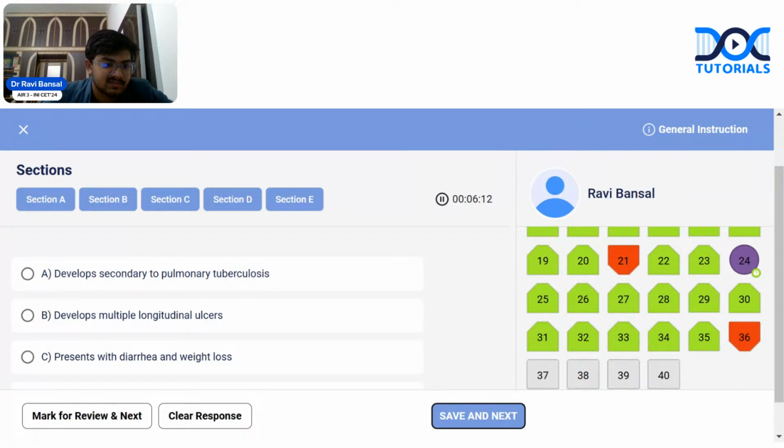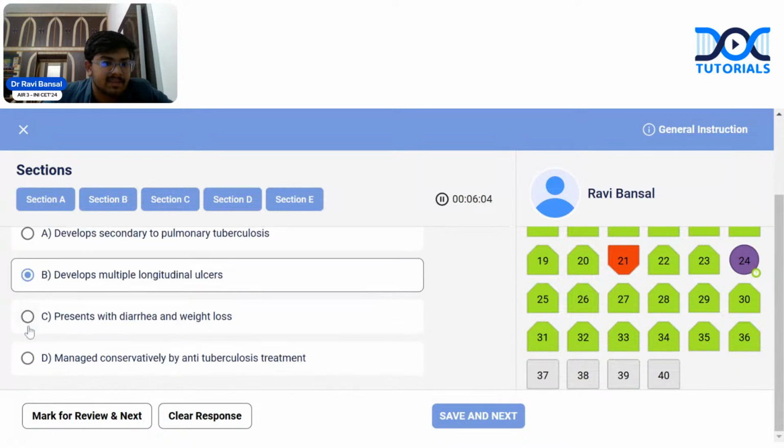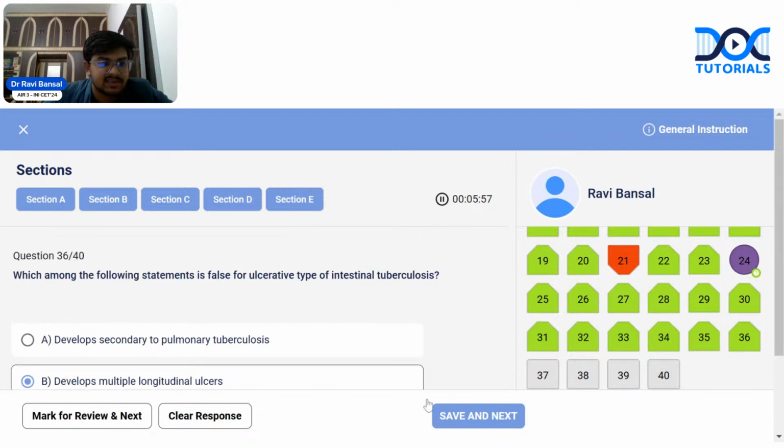can cause stricture in the intestine. To remember the difference between typhoid and TB ulcers, you can just apply this logic. So this is incorrect. Diarrhea and weight loss, with weight loss TB can present. Managed conservatively by ATT. Yeah, this is right.